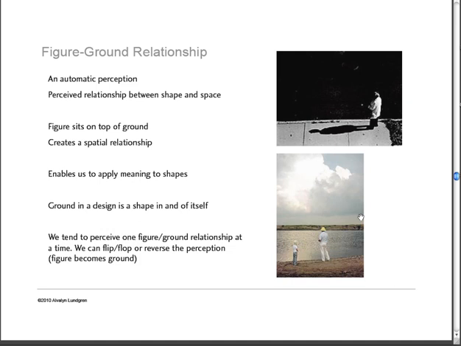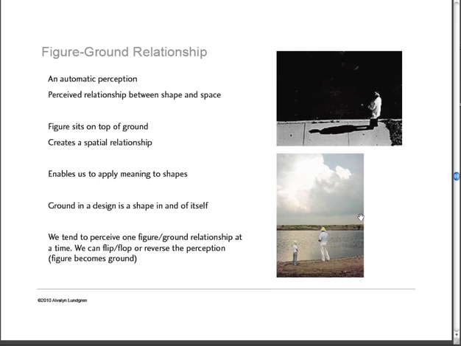Figure-ground relationship is an automatic perception. You cannot not see figure-ground relationship. It's a perceived relationship, but you cannot not perceive it. In our understanding, figure will always sit on top of ground, and therefore, as mentioned before, we have a spatial relationship in front of and behind, on top of and underneath.